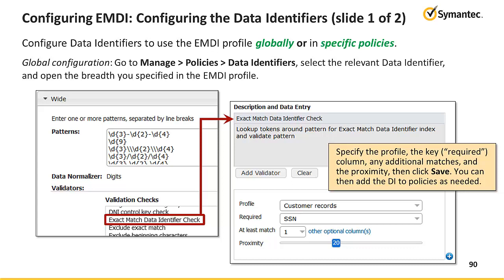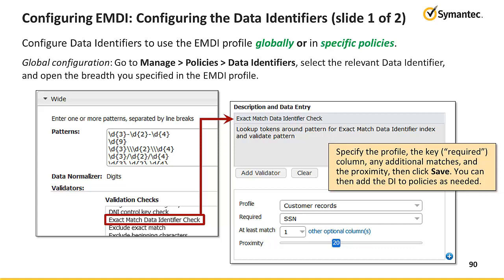Lastly, drag the Proximity selection bar to set the EMDI validator proximity range before and after the data identifier match. By default, an EMDI validator performs a full-text search in a proximity of 50 tokens from a data identifier match, checking each token, except those that are excluded because of ignored columns in the data source, for potential matches. The proximity value can be changed to any value from 1 to 50.